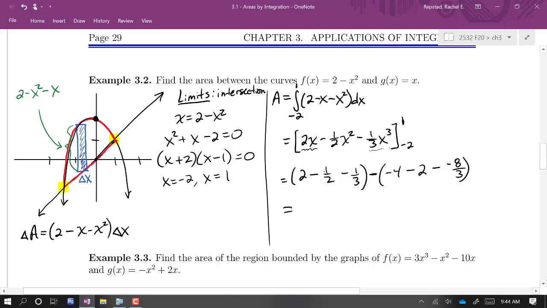And you could just throw this in the calculator at this point, and when you do that, you'll get 9/2.